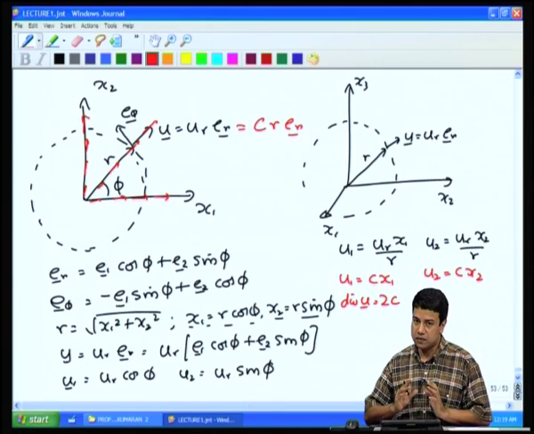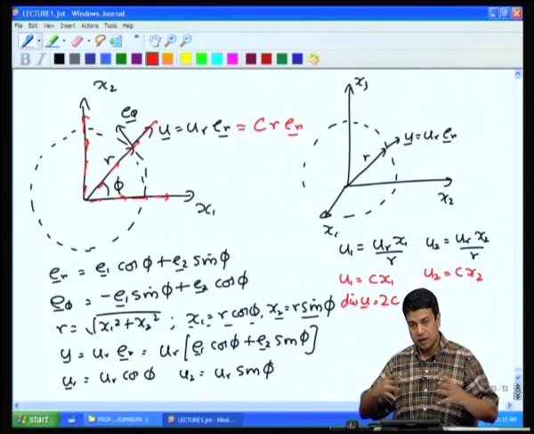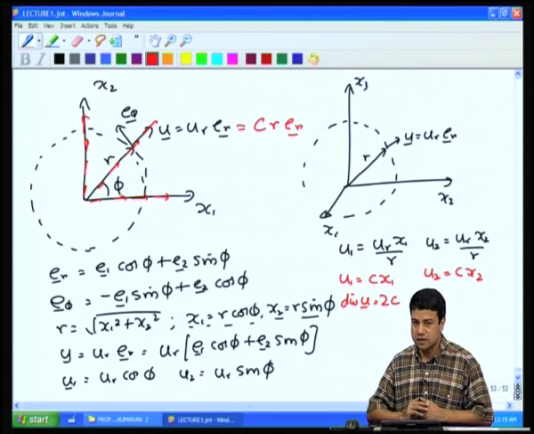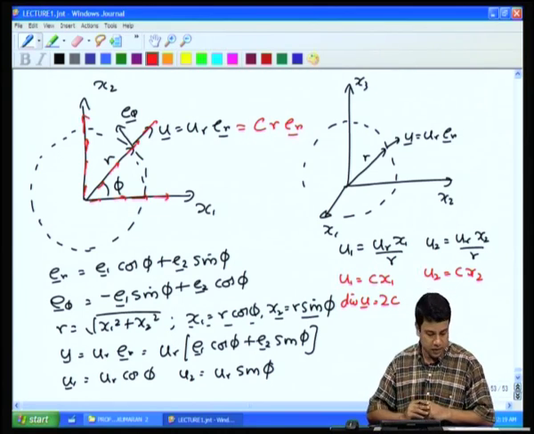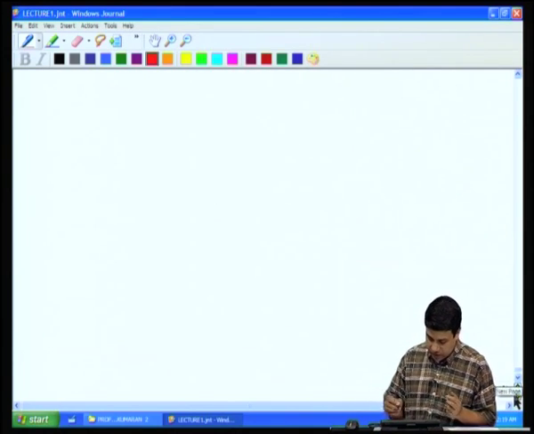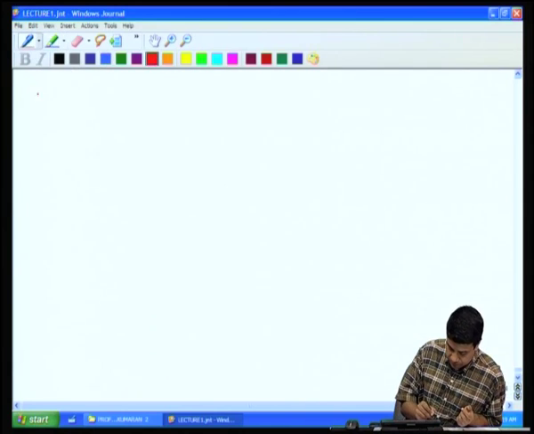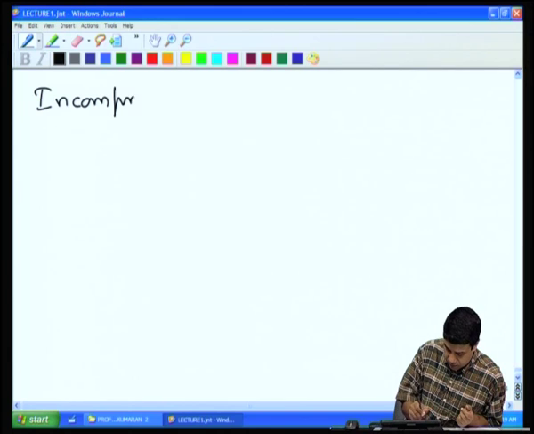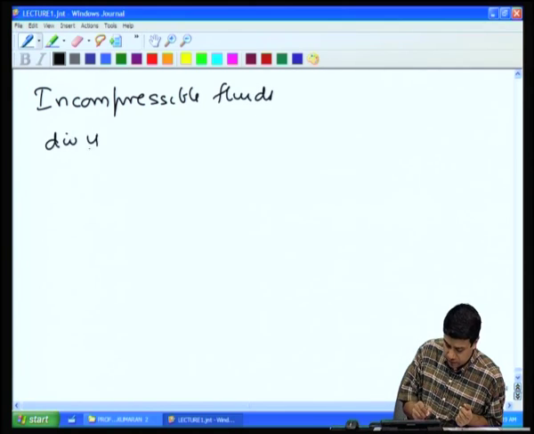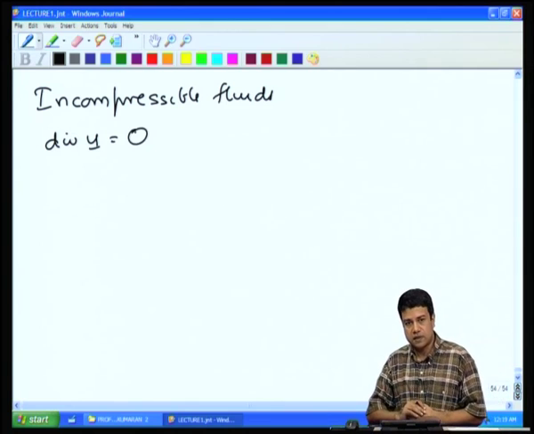There can be a net flow out of a surface only if there is some source within that surface which is generating that net flow. So, the divergence is non-zero only when you have a net source of fluid somewhere within the surface. For incompressible fluids, divergence of u is equal to 0. Okay, the divergence of u is equal to 0 if the fluid is incompressible.